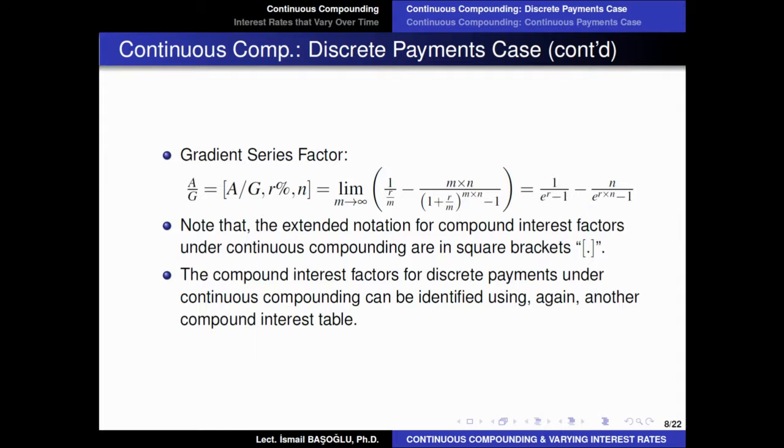And now, if we take m to infinity, which means the number of compounding periods in a year goes infinitely large, which is basically continuous compounding, this formulation will become 1 over e to the power r minus 1 minus n divided by e to the power rn minus 1. Again, the extended notation for the gradient series factor under continuous compounding will be represented with square brackets and the nominal interest rate here.